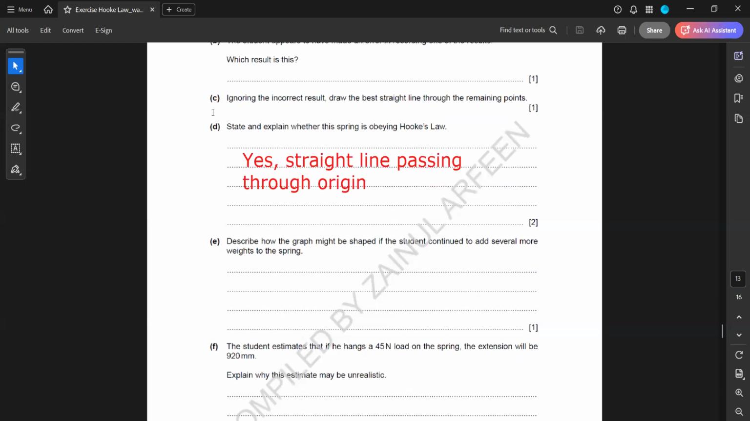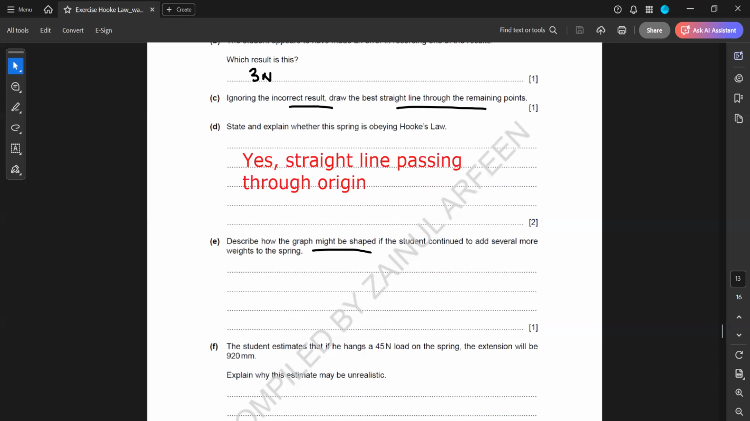What's the question for E? Which one? Sorry, I have a question. E. Part E. Yeah. This is the part which appears to be incorrect. That is the 3 Newton. Ignore the incorrect one, then draw a best fit straight line, which we did. Then describe how the graph might be shaped if a student continues to add several more weights.